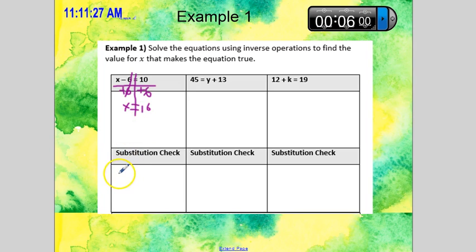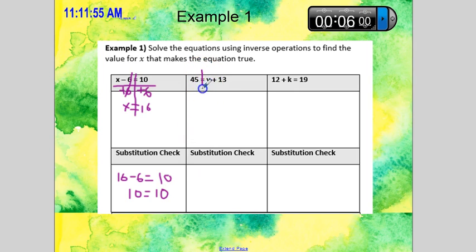We're going to check and make sure that our calculations are correct by substituting down here. So we said X is 16, so we're going to rewrite this, and instead of X, we're going to put 16. And we're going to check to make sure that 16 minus 6 equals 10. Let's see, 16 minus 6, yep, that's 10. We now see that we have 10 on both sides of the equation, so we know that we did it correctly. Let's try the next one.